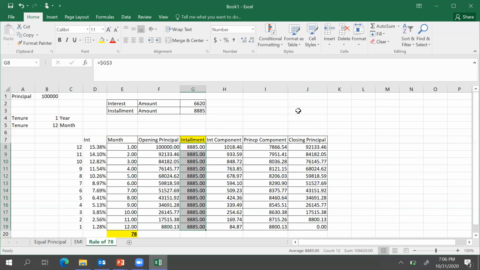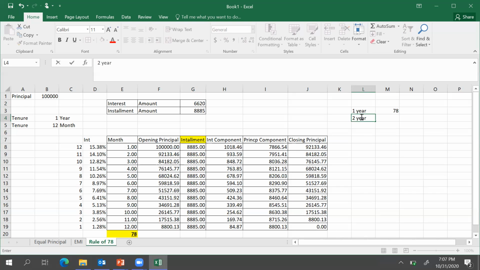So I hope that you understood this. This rule of 78 is not only applicable to a 1 year loan, but it can also be applicable to a 2 year loan. So in case of 2 years, what will happen? The denominator for calculation of interest rate percentage will be equal to how much? For example, in case of 1 year, how much was it? It was equal to 12 into 12 plus 1 divided by 2. So 78.